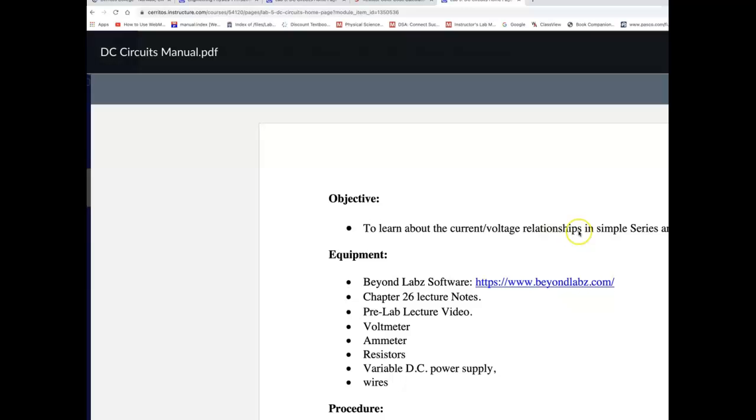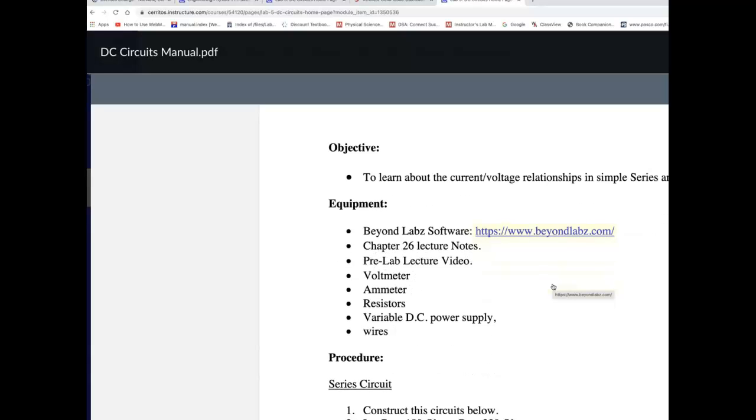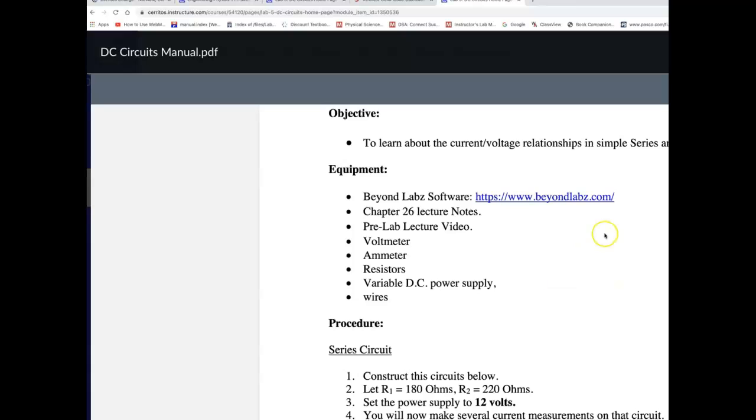Now, of course, we will study the relationship between current and voltage in the coming lab, which is going to be about Ohm's law, and it's going to be number 6. Okay, we are going to use today Beyond Lab Z and chapter 26 lecture notes. You will use, of course, the pre-lab lecture video, voltmeter, ammeter. These are virtual, and also the resistors and variable DC power supply and some of the wires.